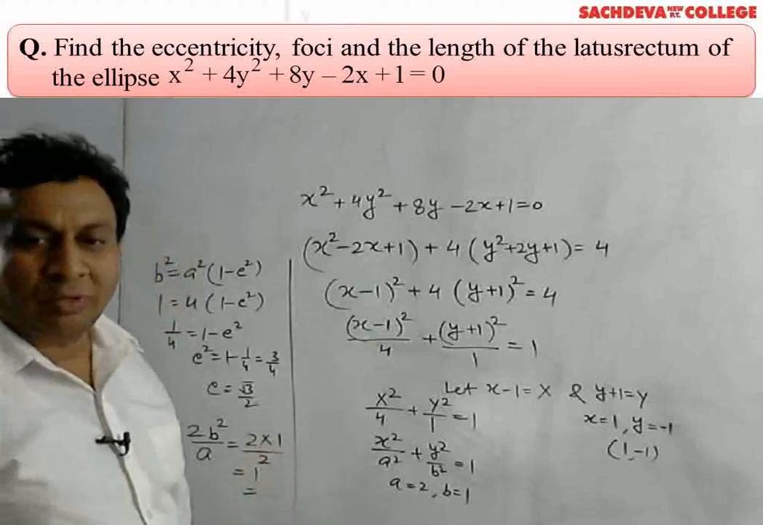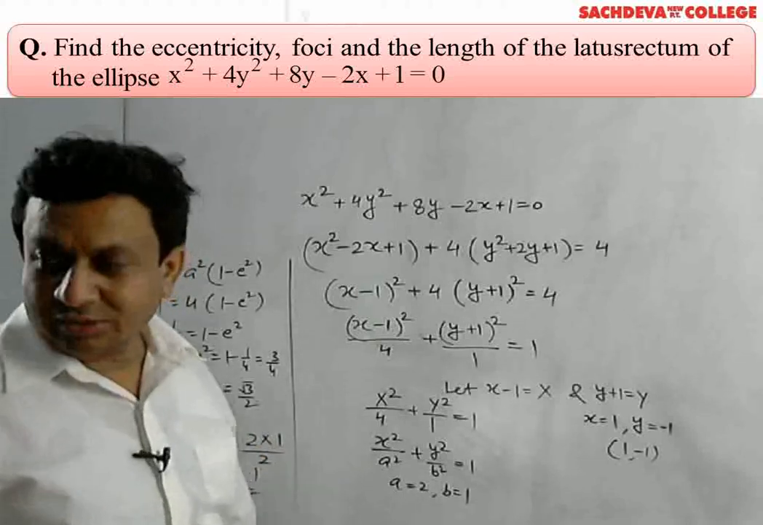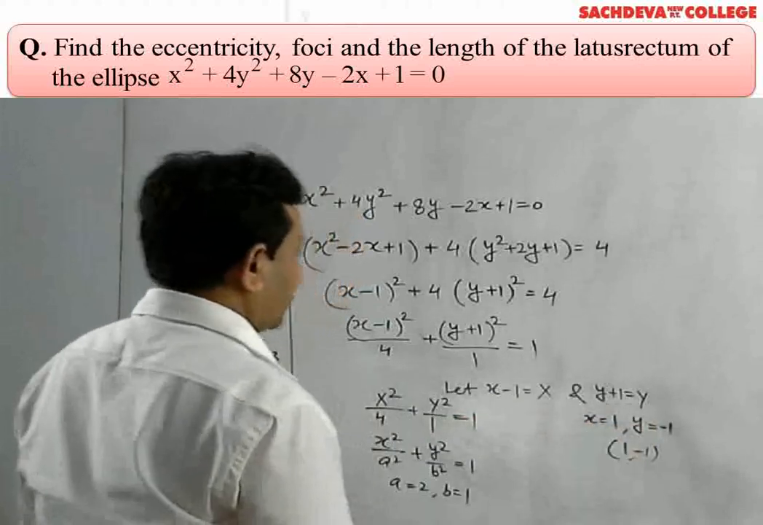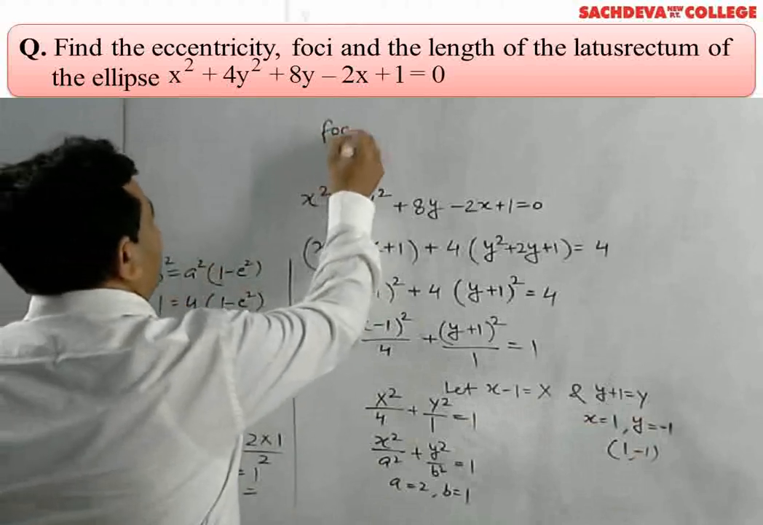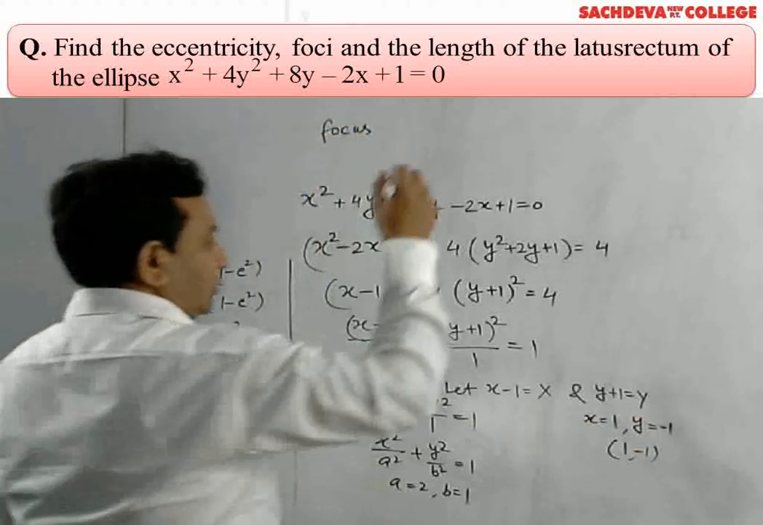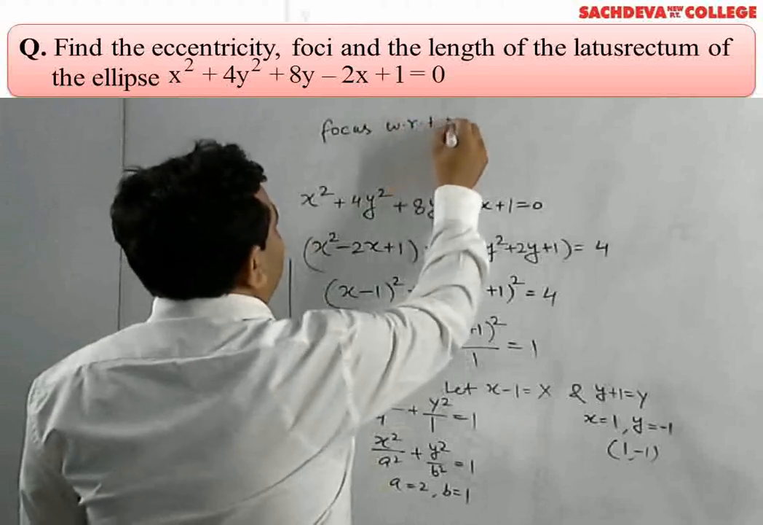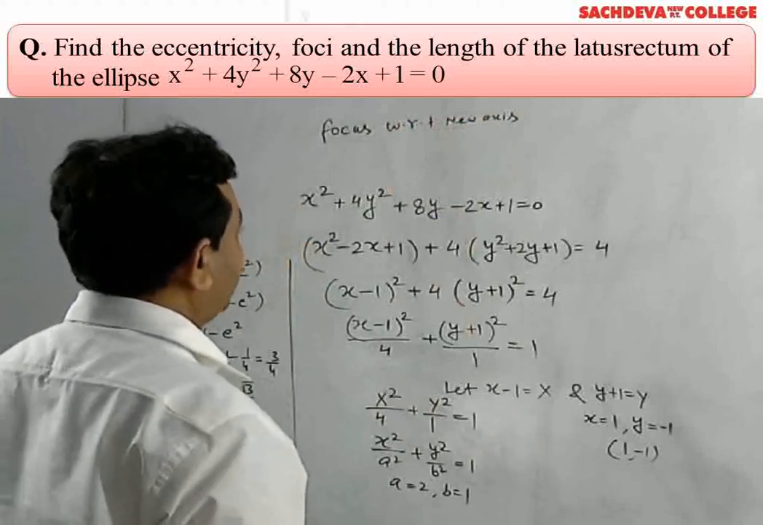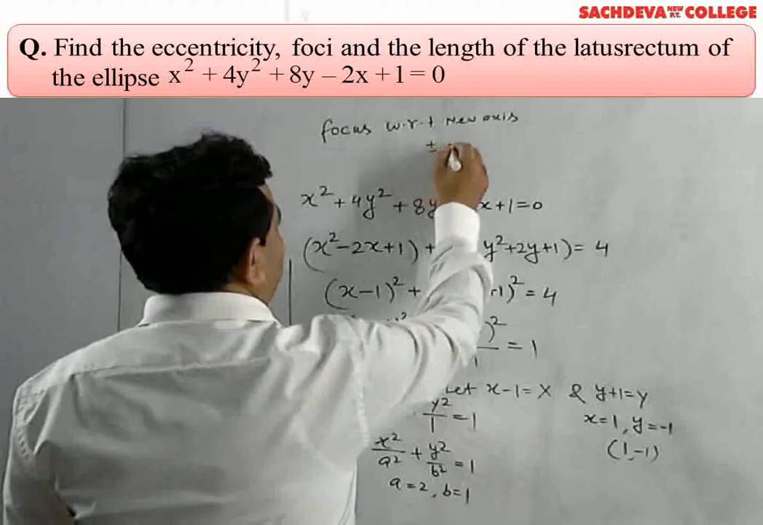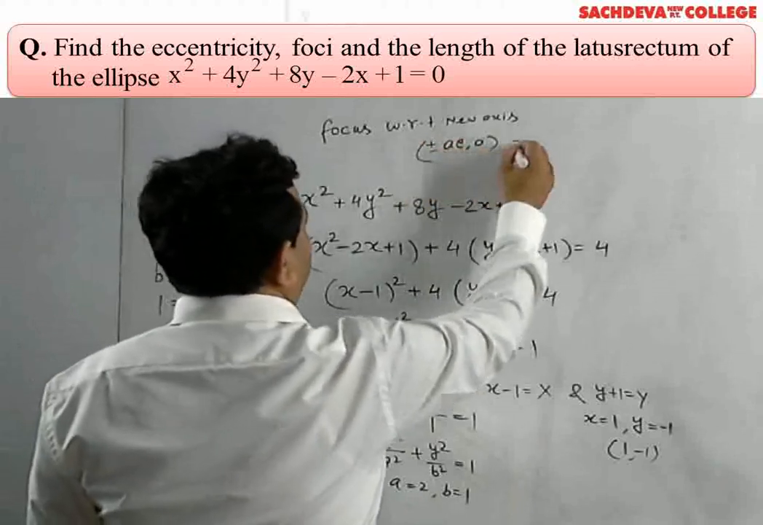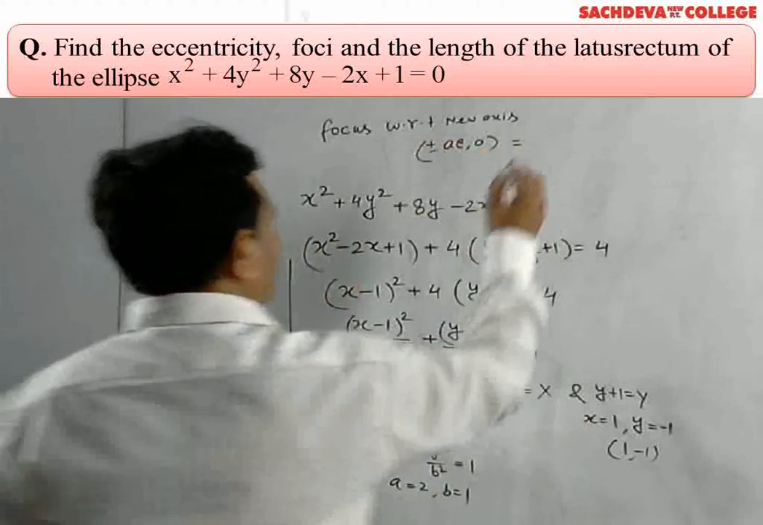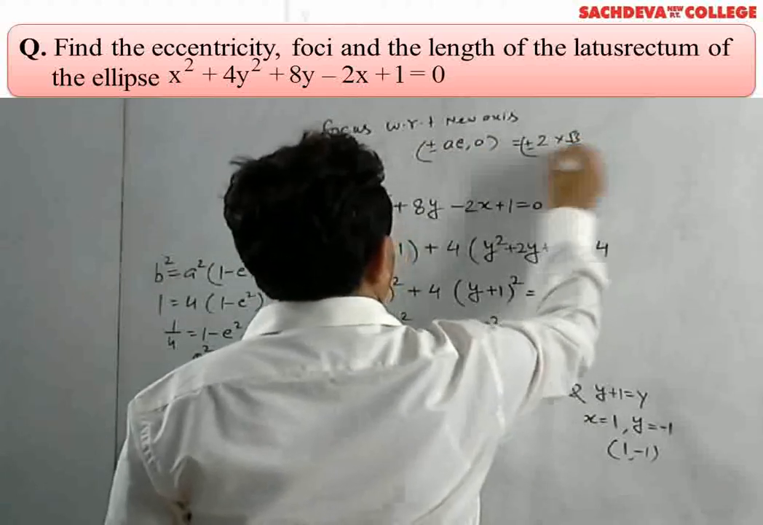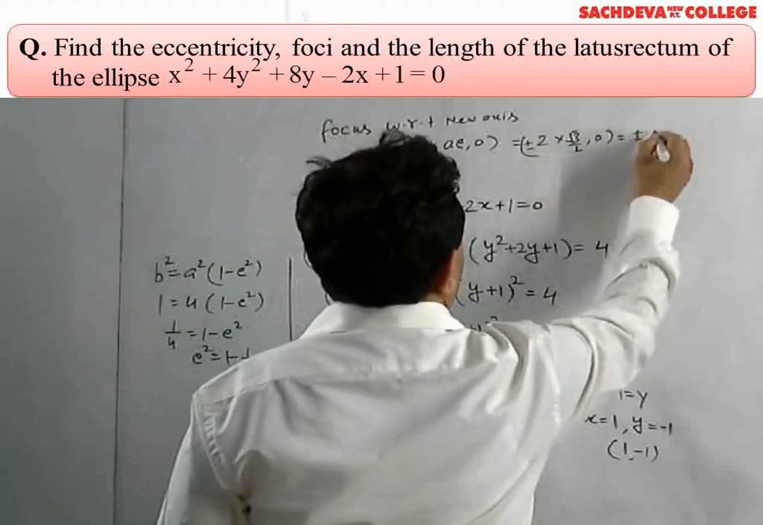And the coordinates of focus with respect to the new axis, because we assume here x minus 1 equal to capital X and y plus 1 equal to capital Y. So the coordinates of focus with respect to the new axis, in this case, the coordinates of focus are plus minus a e, 0, or will be equal to, because a is 2 and e is root 3 by 2, plus minus root 3, 0.